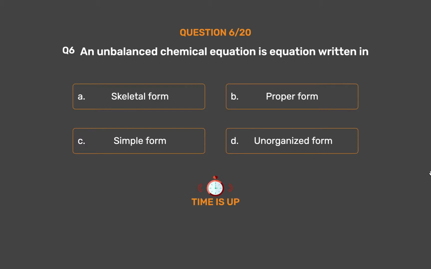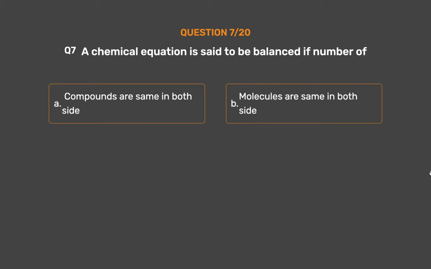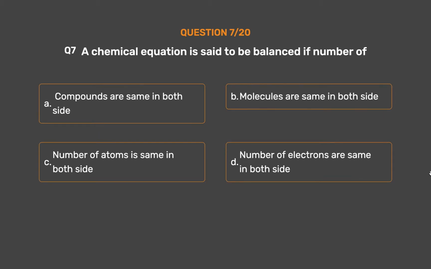The correct answer is Option A. Skeletal form. Question number 7. A chemical equation is said to be balanced if number of Option A. Compounds are same in both sides. Option B. Molecules are same in both sides. Option C. Number of atoms is same in both sides. Option D. Number of electrons are same in both sides.